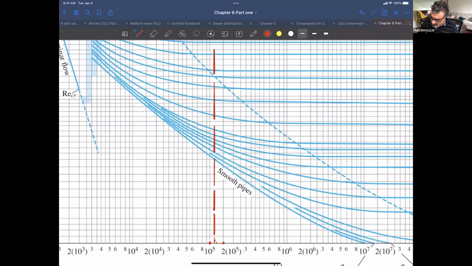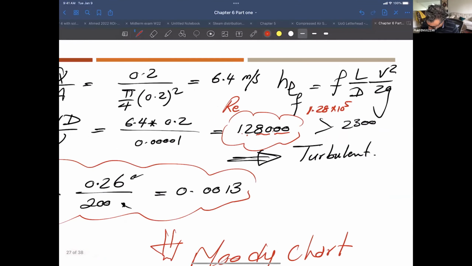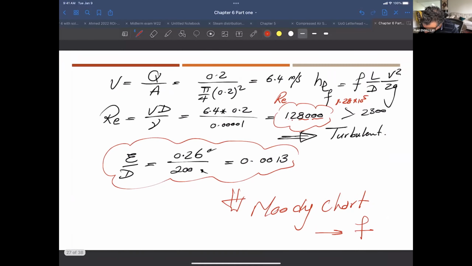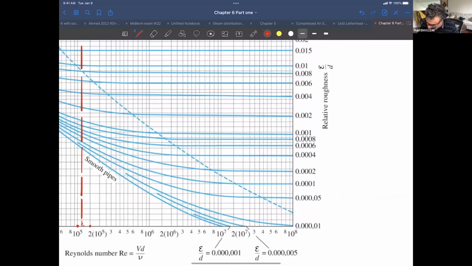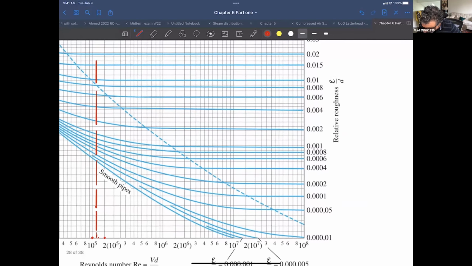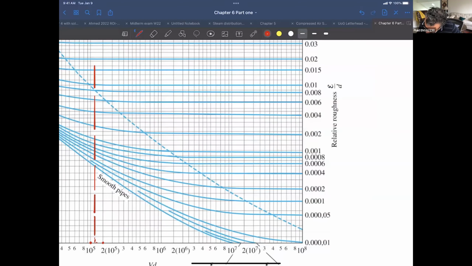Okay. And then what we have for the relative roughness is 0.0013. If you look at this, 0.001, and this is 0.002, which means that the middle point here is 0.0015. So our value is something smaller than that, approximately like this. We just go between this line here and this line here, and try to draw a line in between.